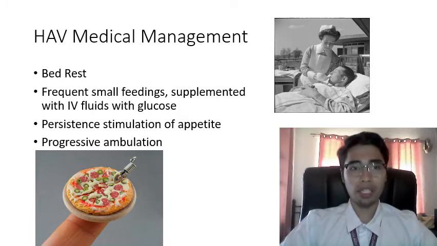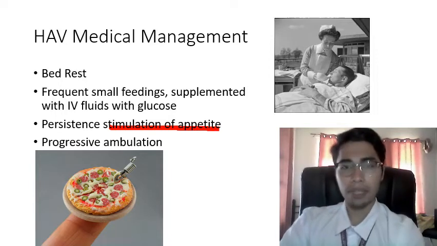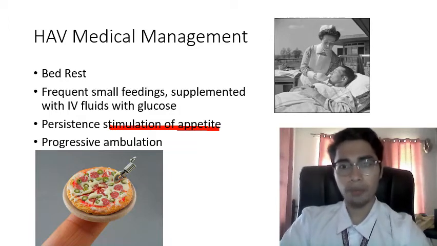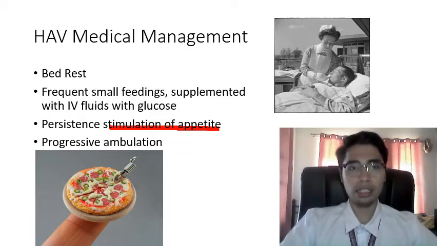And going back to anorexia, because of the loss of appetite, we have to be consistent to stimulate the appetite so that the patient will have the proper nutrition in his daily demands.